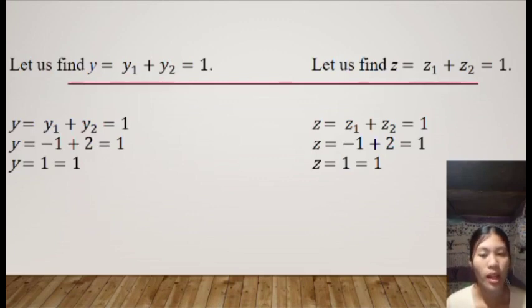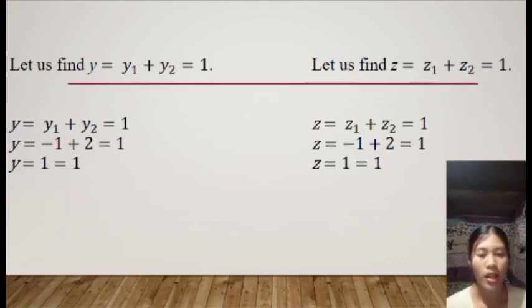Next, we are going to find if y equals y sub 1 plus y sub 2, which should equal 1. So we have y equals y sub 1 plus y sub 2 equals 1. Since the value of y sub 1 is negative 1 and y sub 2 is positive 2, we substitute. So we have y equals negative 1 plus 2 equals 1. So we have y equals 1 equals 1.